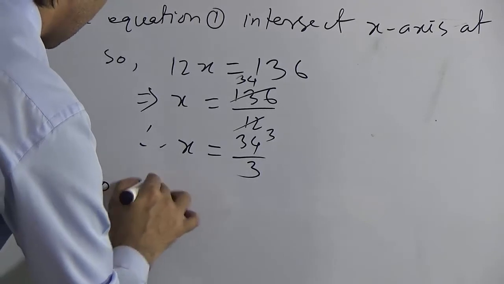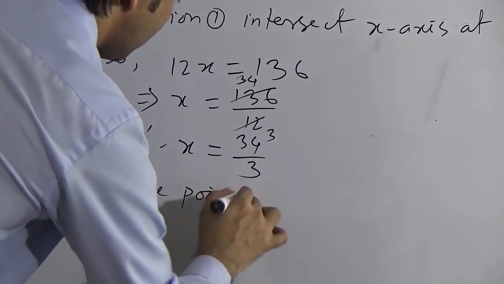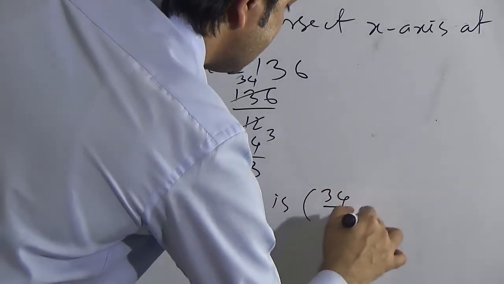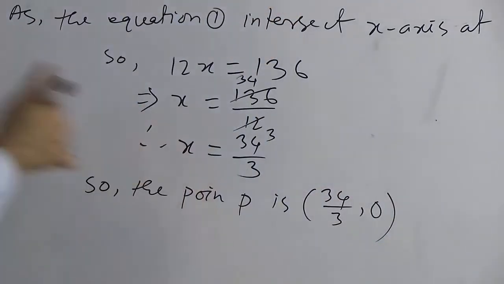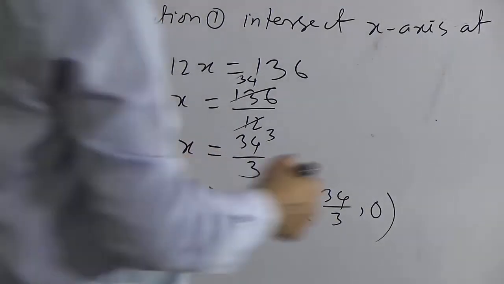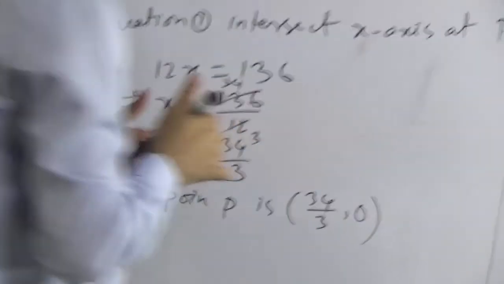So the point P is 34 by 3, 0. This is the point P. Now we need to determine the point Q. If we can determine the point Q, then we can easily determine the area.